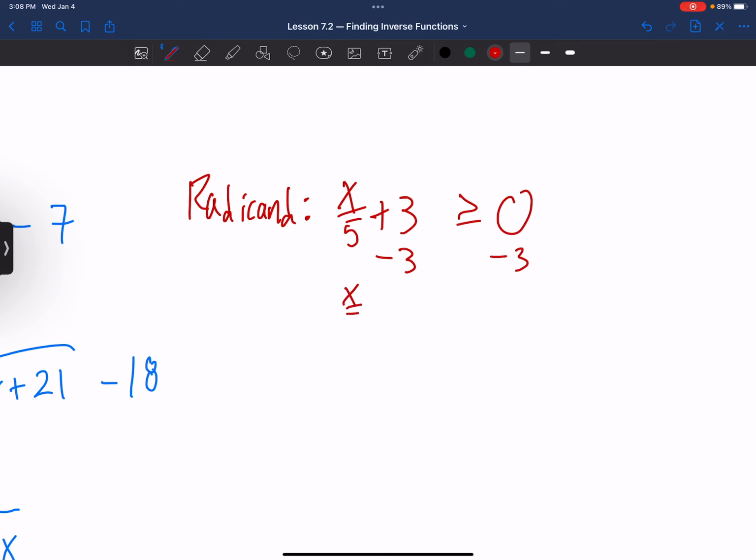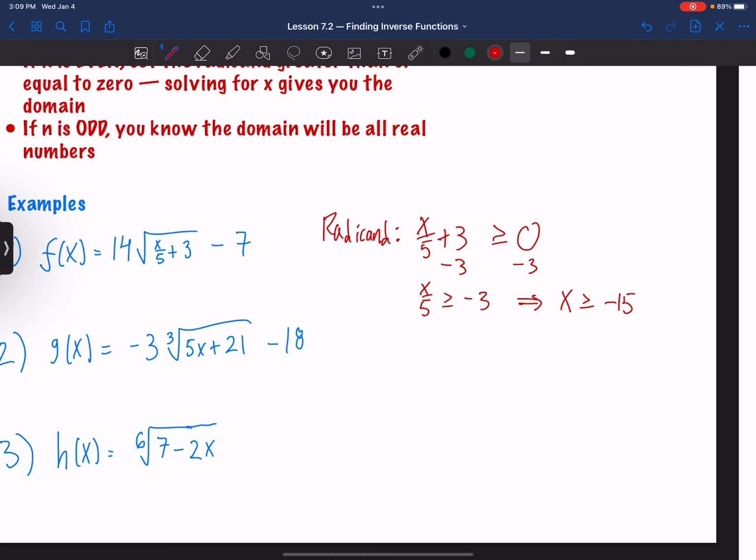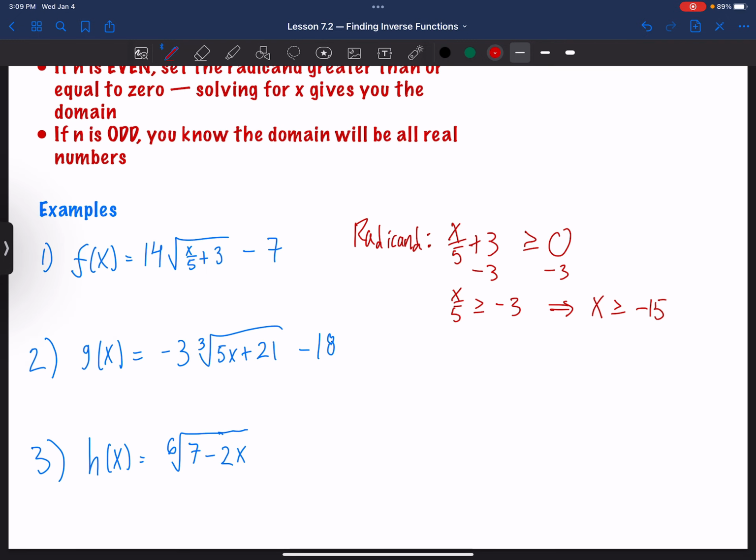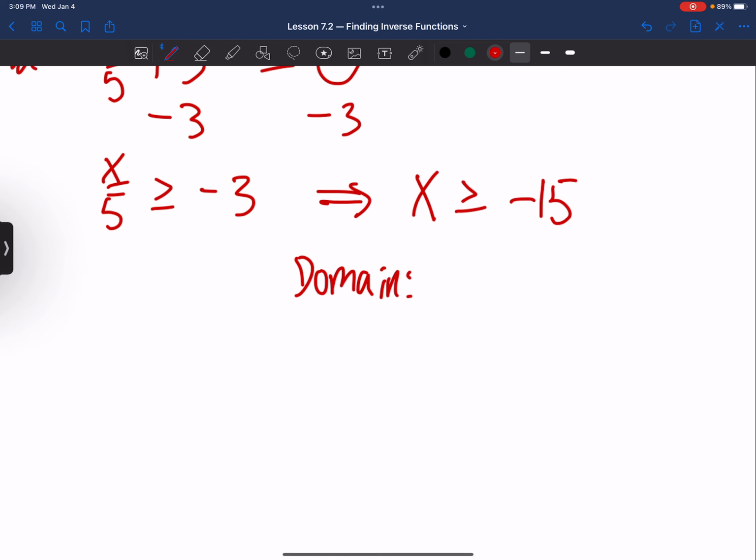Here, x over 5 is greater than or equal to -3. Of course, multiply both sides by 5, and I get x is greater than or equal to -15. Hurrah! And so that's it. That's your domain. If I wanted to do this in interval notation, if x is more than -15, I would say it starts at -15 and continues up to infinity.